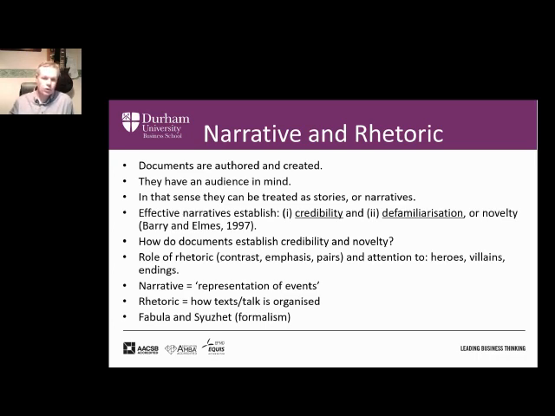Now, one approach which I've used quite a lot, and there's a really wonderful article which is cited in the resources later on, I'll put that up as a slide later, by Barry and Elmes in Strategic Management Journal, I believe, asks how are stories effective? And they draw on these two ideas of credibility and defamiliarization, or novelty. Defamiliarization is like putting a spin on something so that you see it in a new light. And this argument comes from a particular approach to analysing documents as narratives, called formalism. So an interesting question you can ask is, how do documents establish credibility and novelty?